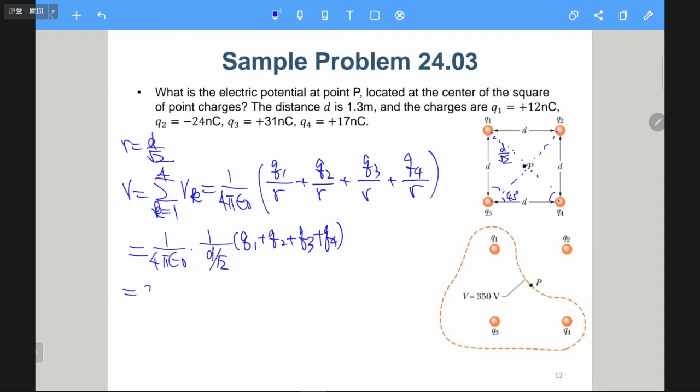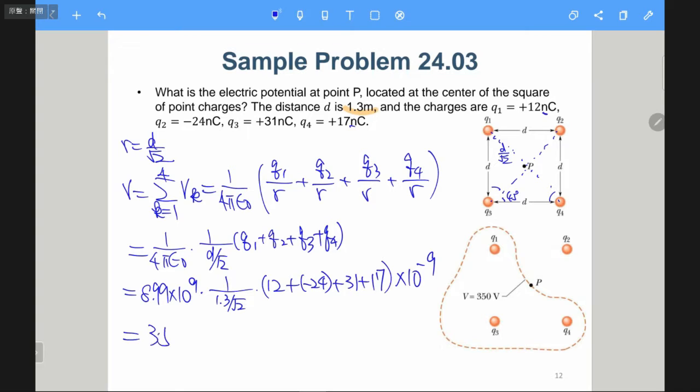So this is 8.99 times 10 to the 9th power times 1 over 1.3 meter over square root of 2, times Q1 which is 12 plus negative 24 plus 31 plus 17, times 10 to the minus 9. Don't forget the nano is 10 to the minus 9. So this number is 330 volts.